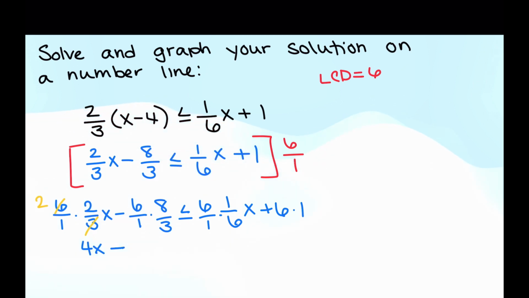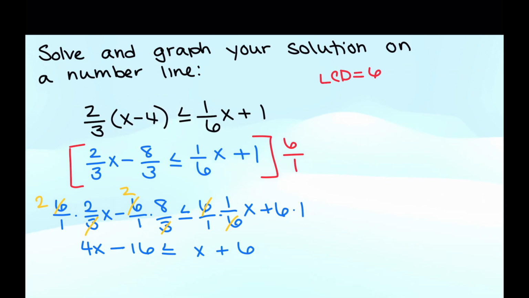First term, 6 divided by 3 is 2. 2 times 2 is 4, so that becomes 4x. Second term, 6 divided by 3 is 2. 2 times 8 is 16. Less than or equal to. Next term, the 6's cancel, and we're just left with 1x. Finally, 6 times 1 is 6. So now I have the inequality 4x minus 16 less than or equal to x plus 6.